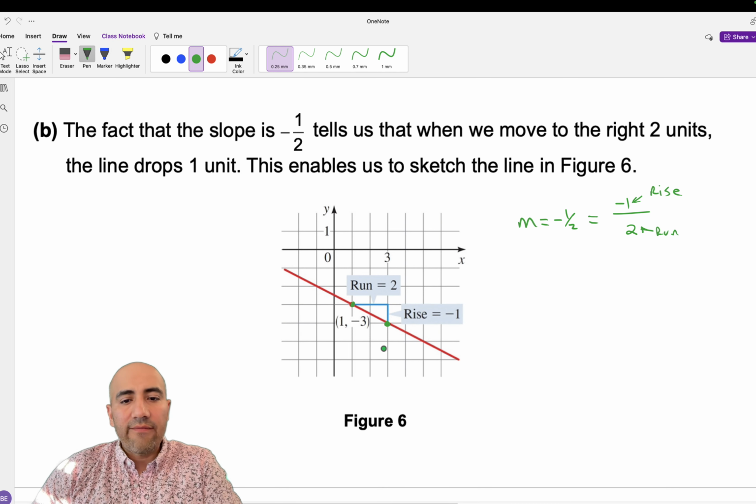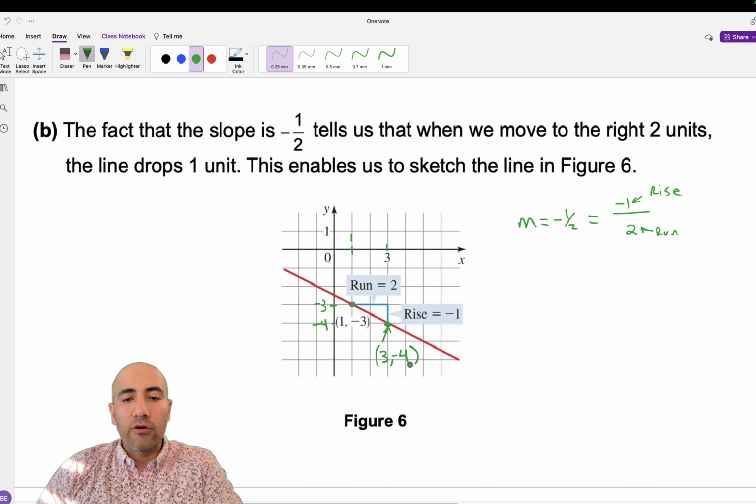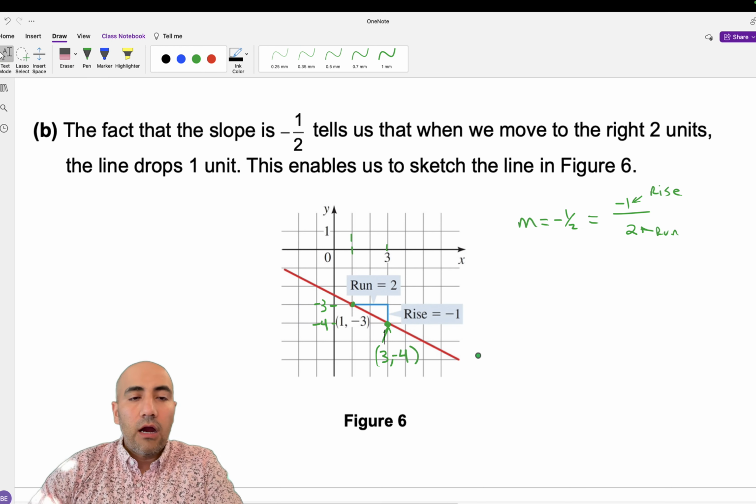And that helps us arrive at the second point. So here we started at a value of 1 along the x-axis. We go 2 units this way, which means we end at a value of 3. So that means that this ordered pair is going to be 3, comma. And now in the y-axis direction, we started at a depth of negative 3, and then we went down by another 1. So we end up at a depth of negative 4. And so the second ordered pair we found on our line is 3, negative 4. Okay, so we have 2 points. All we have to do is connect them, and that's how we draw our line.